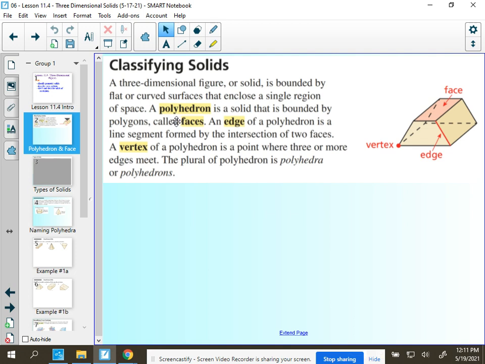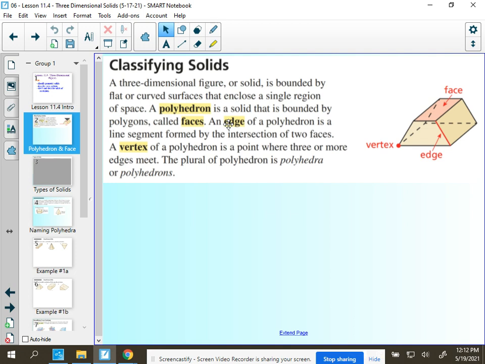So within that geometric solid category, we have what's called polyhedra. That's the plural, or like a singular polyhedron. So this is an example. That's a polyhedron. It's under this bigger category of geometric solids where all the what we're going to call faces, all like the sides of it, are polygons.